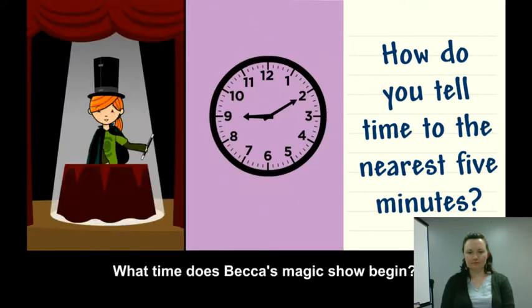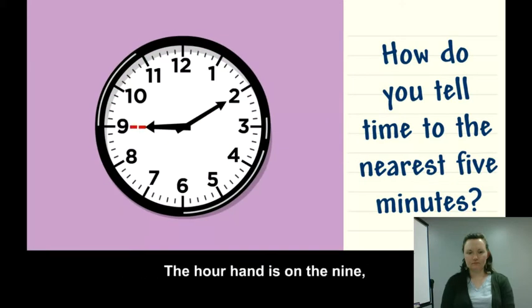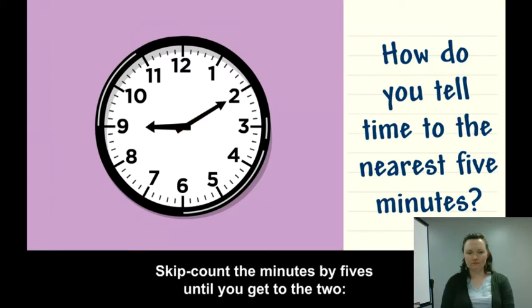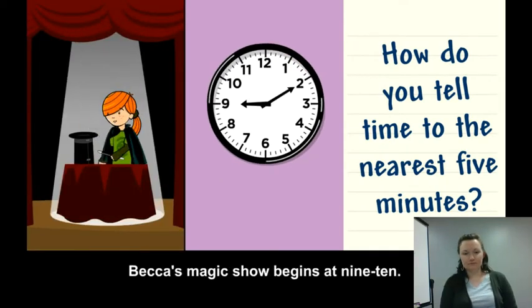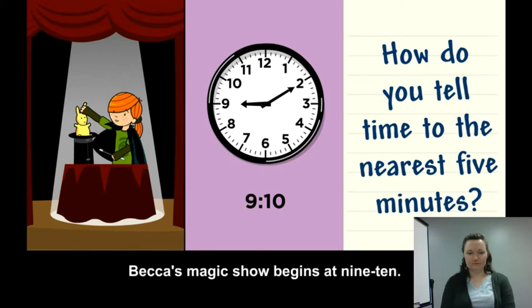What time does Becca's magic show begin? The hour hand is on the 9, and the minute hand is on the 2. Skip count the minutes by 5s until you get to the 2. 5, 10. So it's 10 minutes past 9 o'clock. Becca's magic show begins at 9:10.